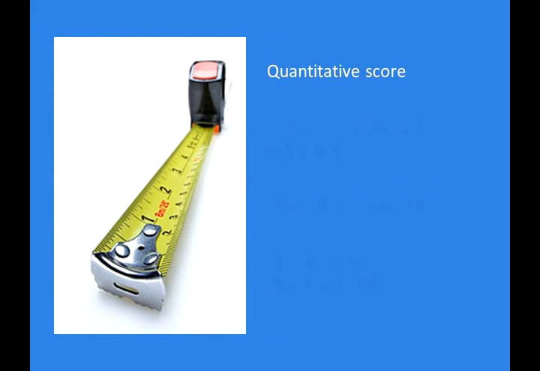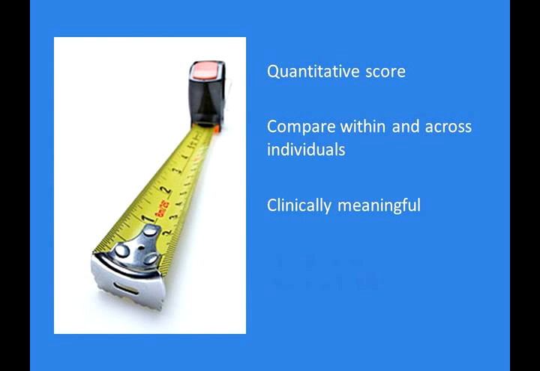One of the strengths of the AMPAC is that it produces a quantitative score, and since the scores are on the same metric or ruler, they can be compared within and across individuals with different levels of functioning. Furthermore, these functional scores can be described within a clinically meaningful context, which is particularly helpful when communicating with clinicians, patients, and families about a person's functional ability.